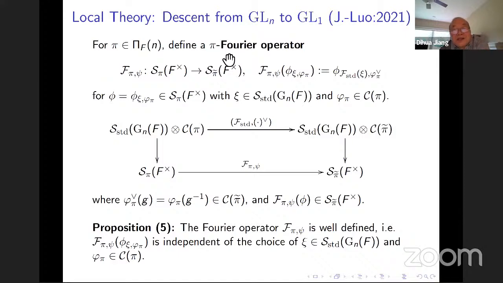Naturally, you descend the Fourier transform, right? So they define the Fourier transform from pi to pi dual. Now the Schwarz space is determined by pi. And so you get this, and then this diagram.